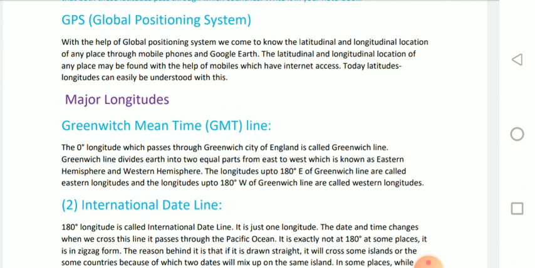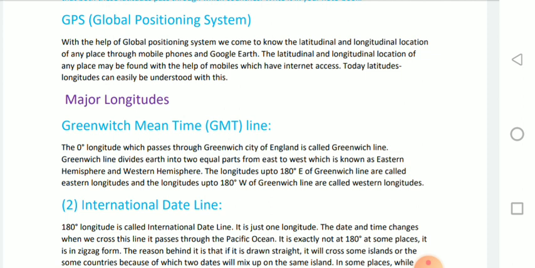If you have your own mobile, or your father's mobile, you can see in the settings the GPS system available on every mobile. You can see the location in Google Earth and Google Maps. You can easily find out the coordinates of wherever you want to go. If you don't know how to reach there, you can easily reach through this GPS system. It will guide you how to reach there.